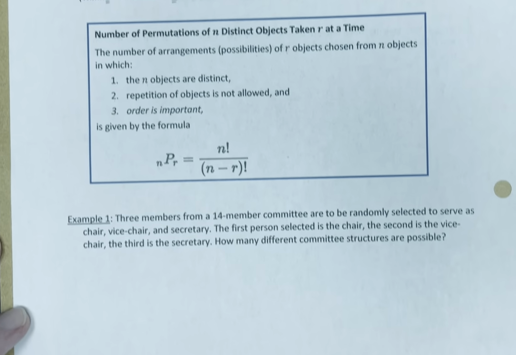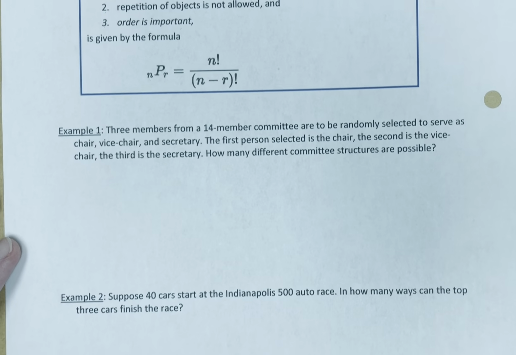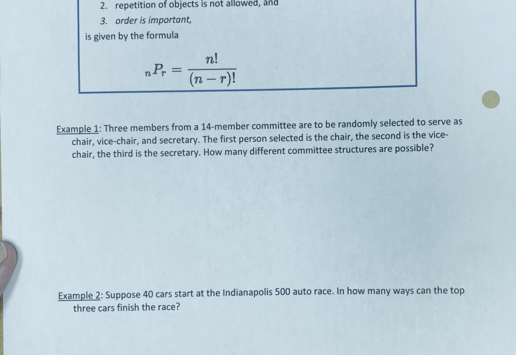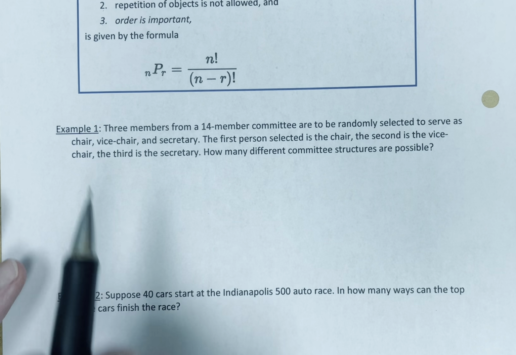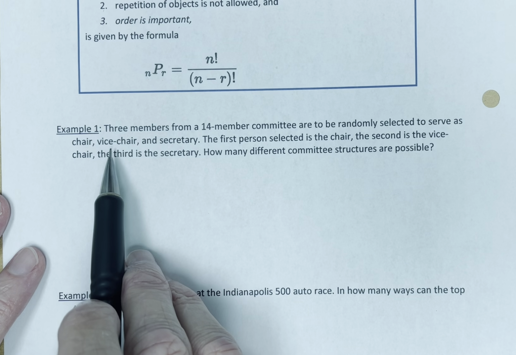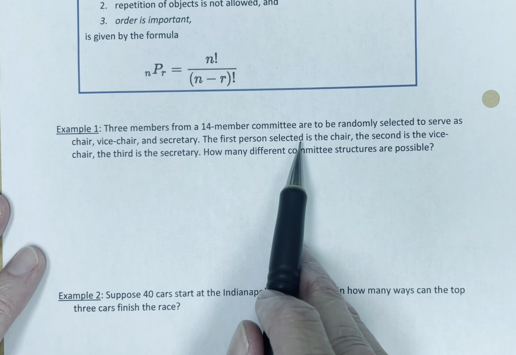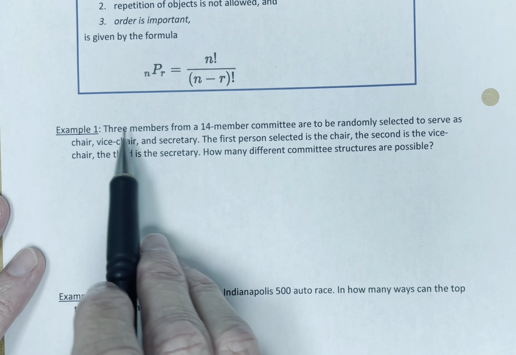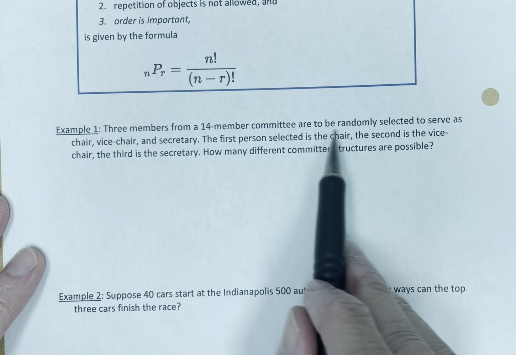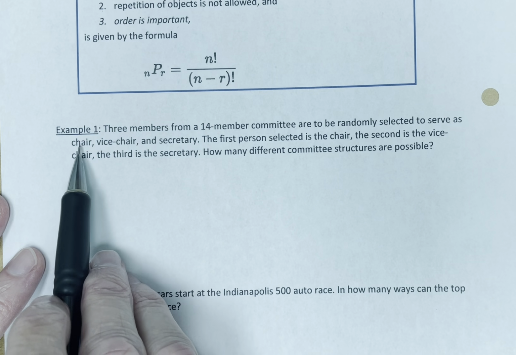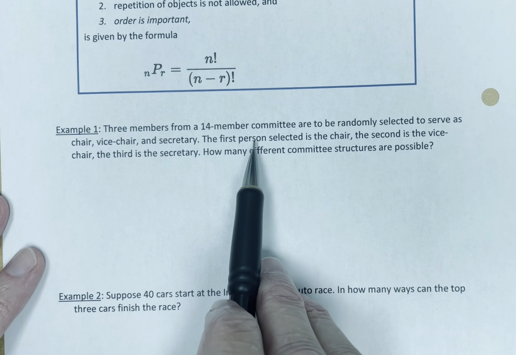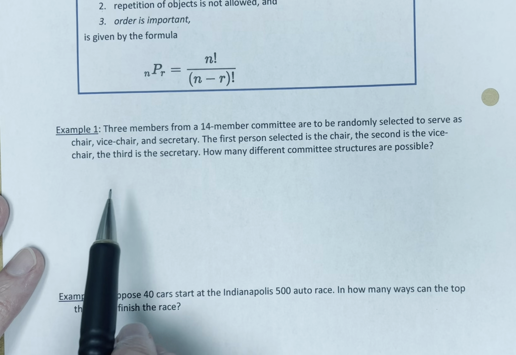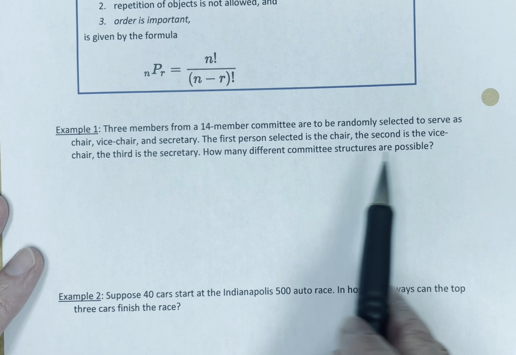Okay, let's take a look at a couple of examples here. All right, again, order matters. Okay, and we're not repeating. So once you're chosen, you're chosen. Example 1 we did in a previous video, and we'll see the same thing happen here. We'll solve it this time using the permutations formula. 3 members from a 14-member committee are to be randomly selected to serve as chair, vice chair, and secretary. The first person selected is the chairperson, the second is the vice chair, the third is the secretary. How many different committee structures are possible?